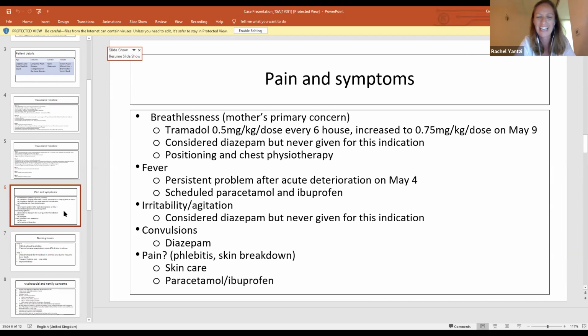We used positioning and early in her course some chest physiotherapy. Another problem was fever. She had really persistent fever after the May 4th. So she was on scheduled doses of paracetamol and ibuprofen. She was occasionally irritable, and we thought about giving diazepam, but we never used that. Convulsions, but we did use diazepam. And then there's a possibility of pain. It's hard to know. She was very sleepy, but she was having issues with skin breakdown and phlebitis from IVs. So that was part of the reason for those medications.